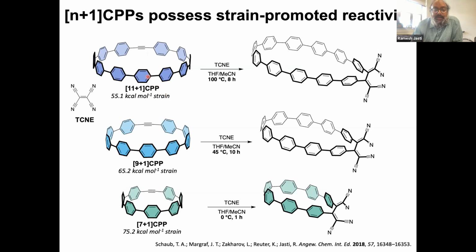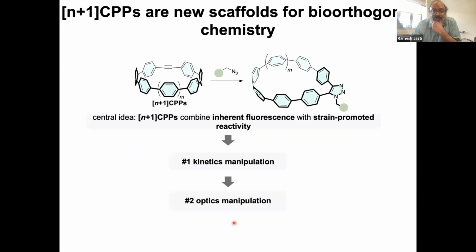And what we saw is that, yeah, if you use a bigger one, it's still strain promoted, so the reaction proceeds pretty quickly. But if you decrease the size, you can get it all to go all the way at 0 degrees. These are high yielding reactions. So, prototypical click type reaction, but this is not the type of reaction that's used in biological systems.